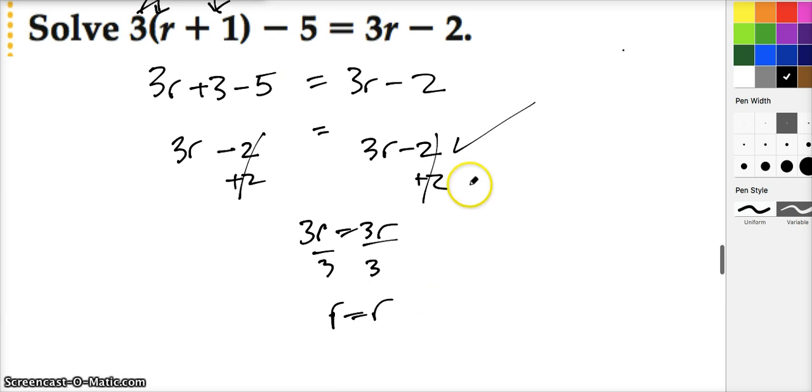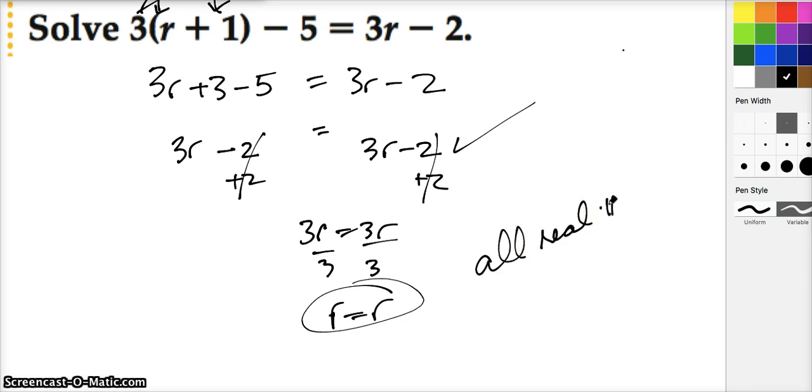He's amazed and so am I. Okay, maybe not amazed. But when we have the same thing on both sides, we know we have all real numbers as the solution. And so the solution is r can be any real number, and it'll make this equation true.